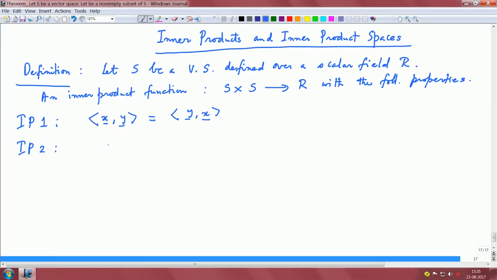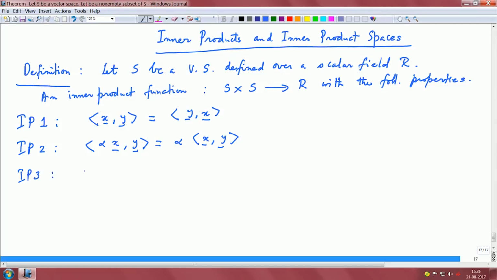So, we have the second property. Suppose I scale one of the vectors by alpha. Let us say we want the inner product of alpha x with y. This is basically alpha times the inner product of x and y, and of course we say that alpha is basically a real number here, belonging to the real numbers.